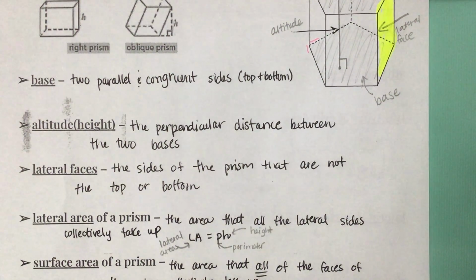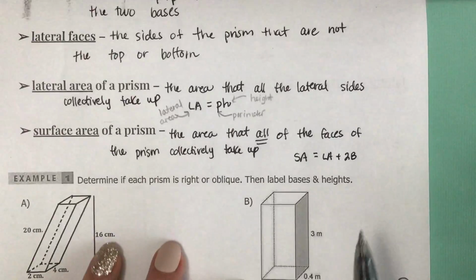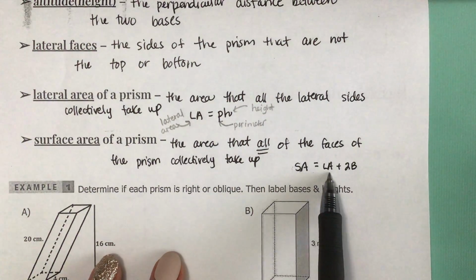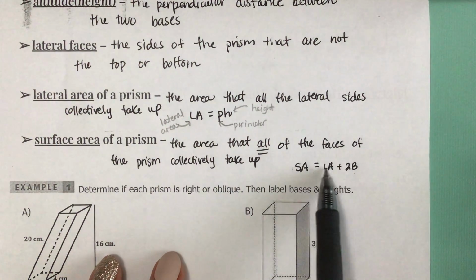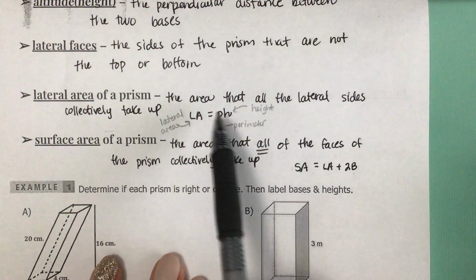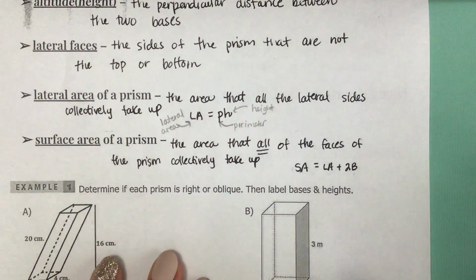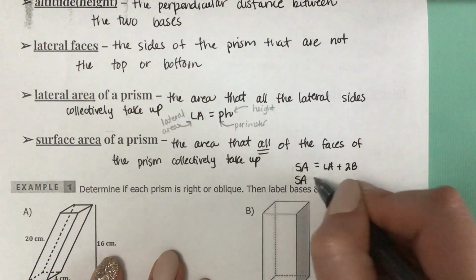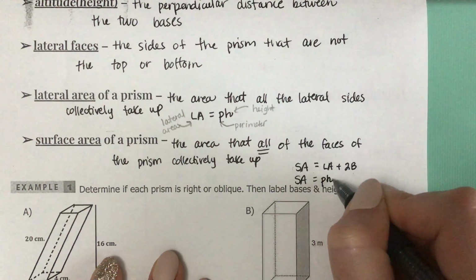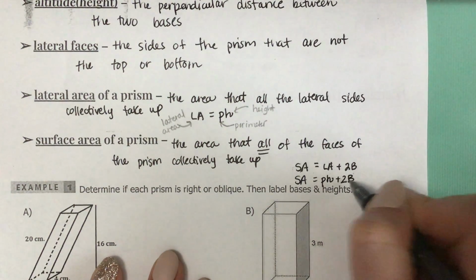Or what we can do, instead of writing lateral, sorry, you can't see. So surface area is lateral area plus the two bases. But instead of saying lateral area, we can just use this formula right here. So surface area is equal to perimeter times height plus 2 times the bases.